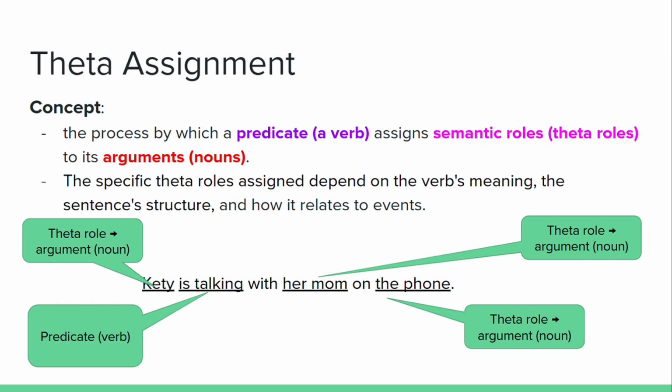Let's look at the sentence, Katie's talking with her mom on the phone. Here, the subject Katie as an argument, that is a noun, should be assigned a theta role. Talking is the predicate, that is the verb. Her mom as an argument, that is the noun, should be assigned a theta role. The phone as an argument, that is the noun, should be assigned a theta role.